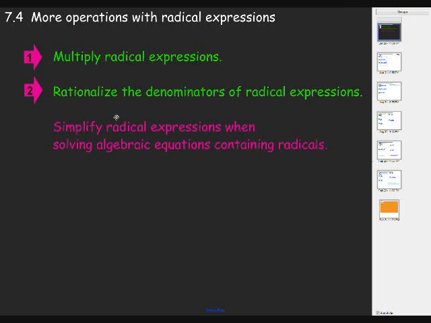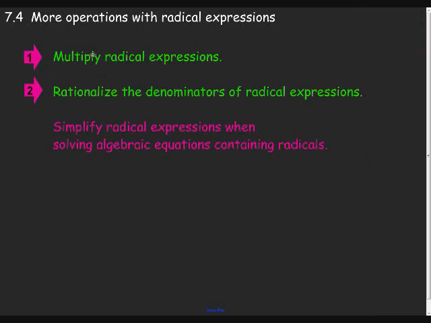Okay, here we are again, this time with more operations with radical expressions. We're going to multiply radical expressions, and then we're going to rationalize denominators. We'll first do a little work with radicals, similar to what you've already done. Then we'll go on to rationalizing denominators.